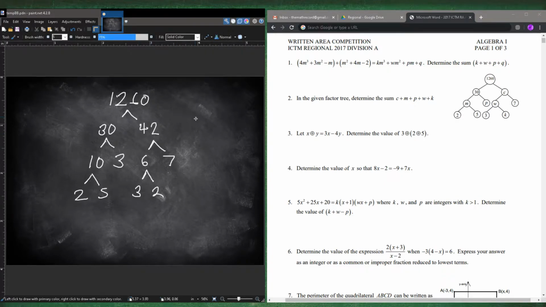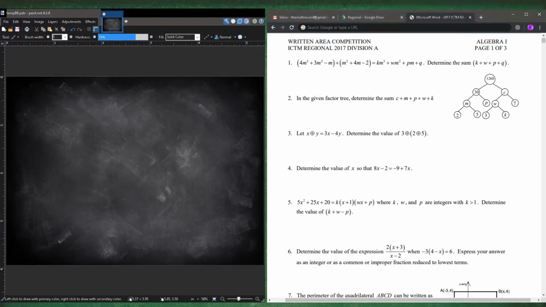So we had to add up a 42, a 10, a 3, a 6, and a 2. So that together, that's 52, 55, 61, and 63. So our answer for number 2 is 63. So far, pretty simple for the first two.